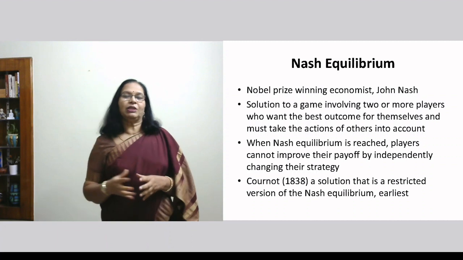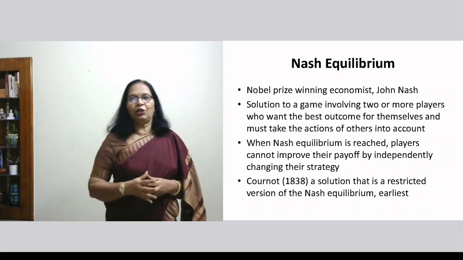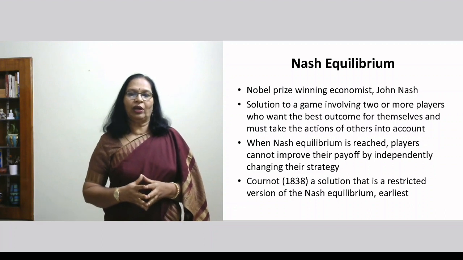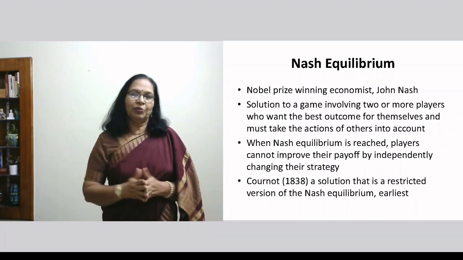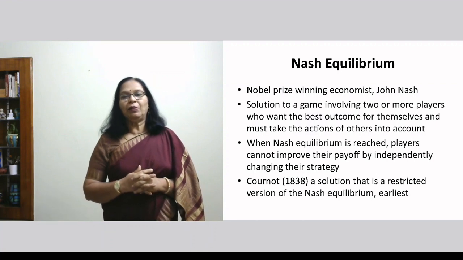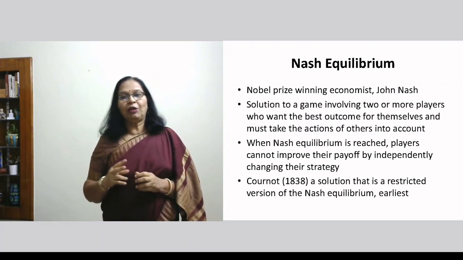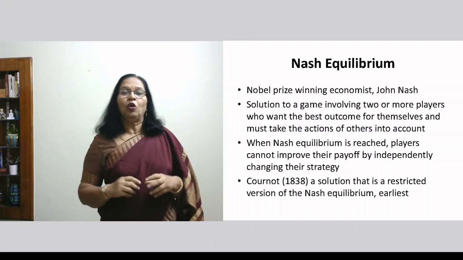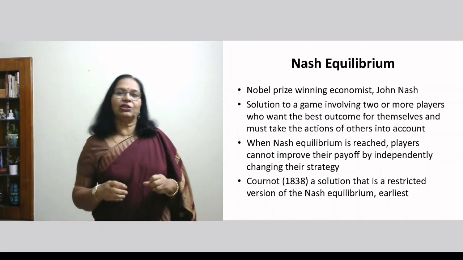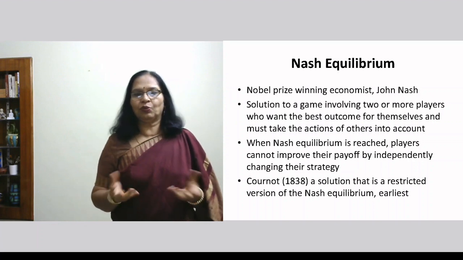There's another important term here called the Nash Equilibrium. There is a Nobel Prize winning John Nash, and his movie, A Beautiful Mind. Yes, he provides a solution to a game involving two or more players who want to get the best outcome for themselves and must take the actions of others into account. That is what it is.